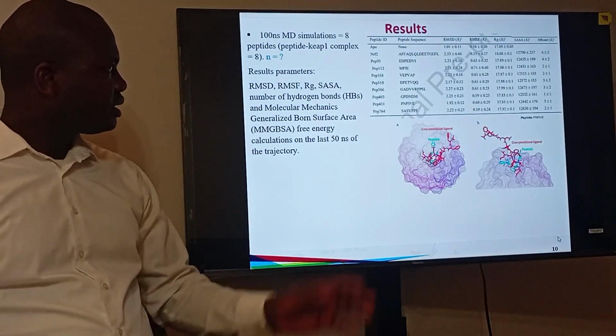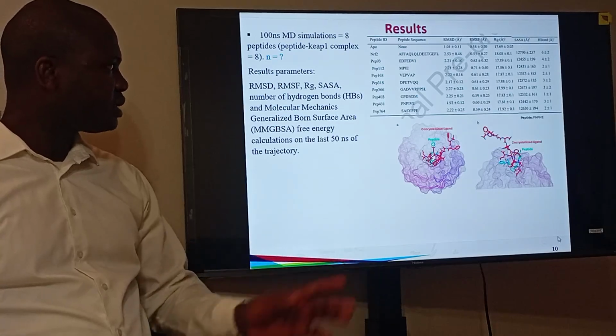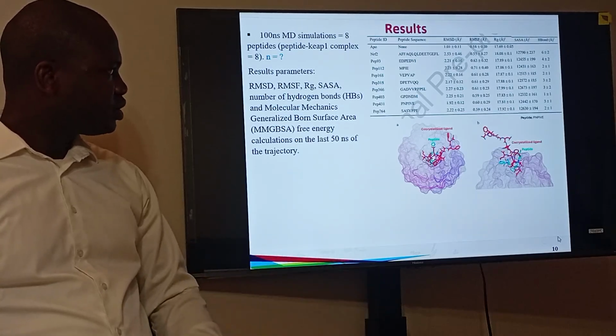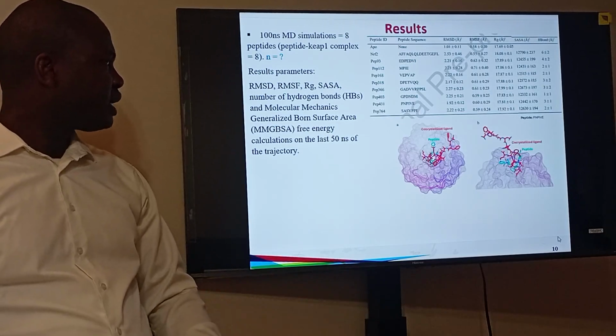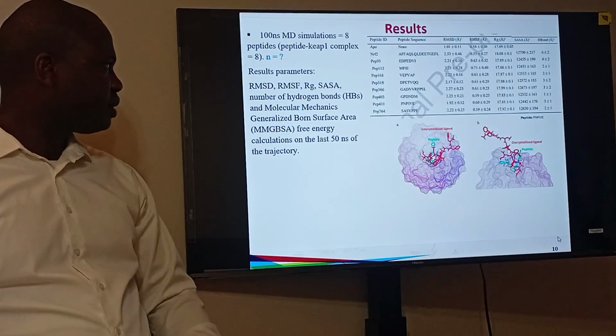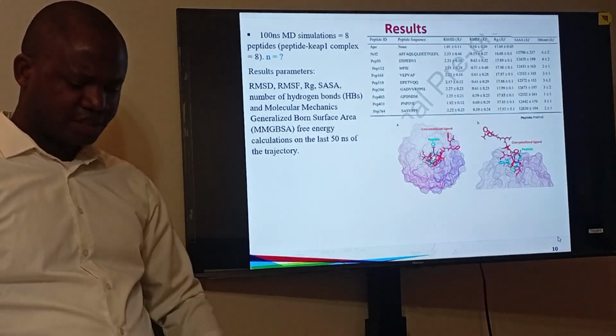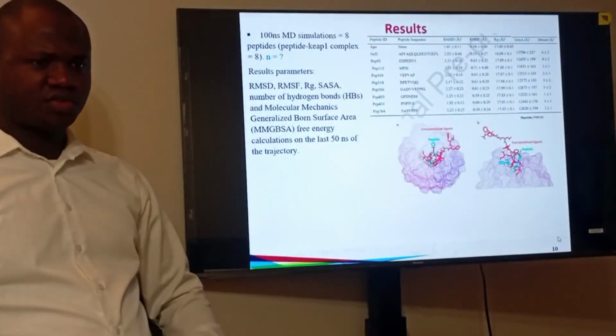And then the RG is also in almost the same range. Every other parameter remains almost the same, apart from the RMSD, where the PIVE peptide, that is peptide 431, has the lowest deviation in terms of the structure.